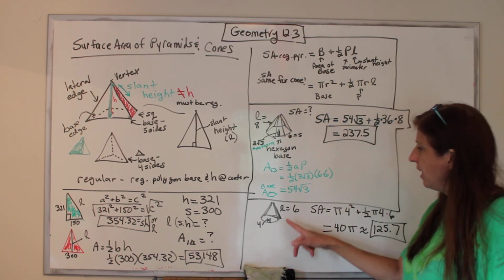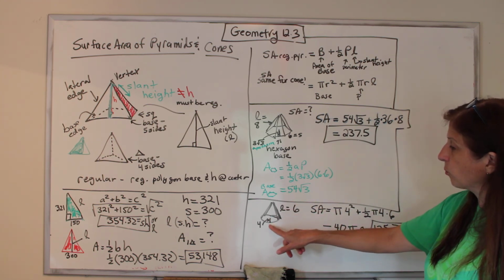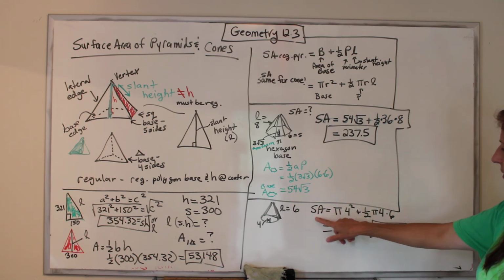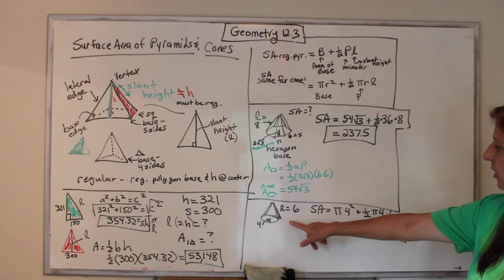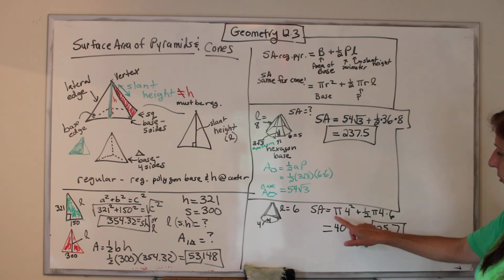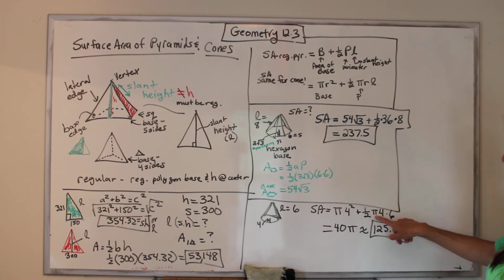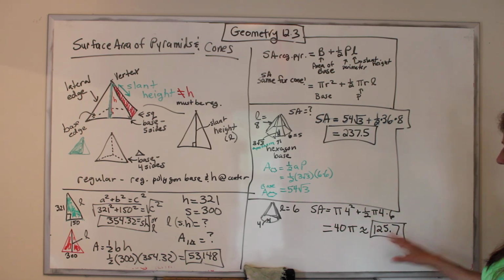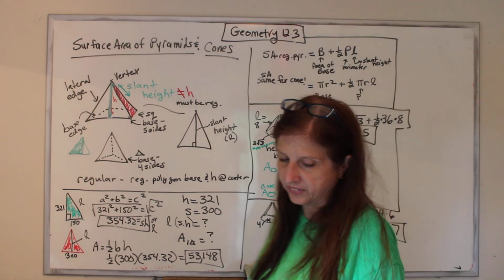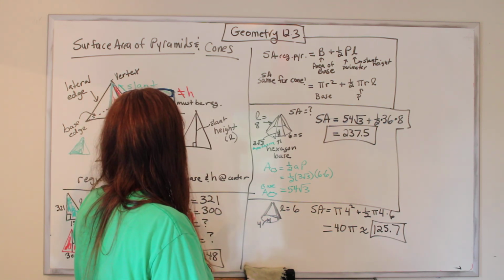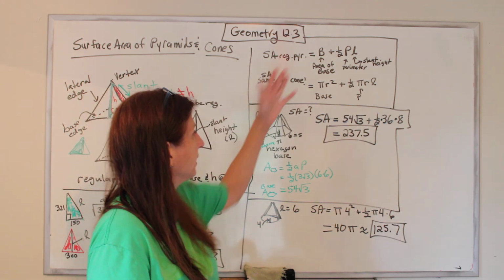Same thing with a cone. The slant height is 6. The radius is 4. This one is a radius because it's a circle. So the surface area of this cone is pi r squared, so pi radius squared, pi 4 squared, plus 1/2 pi times the radius times the slant height. Put it all in your calculator. It's 40 pi, which is approximately 125.7.